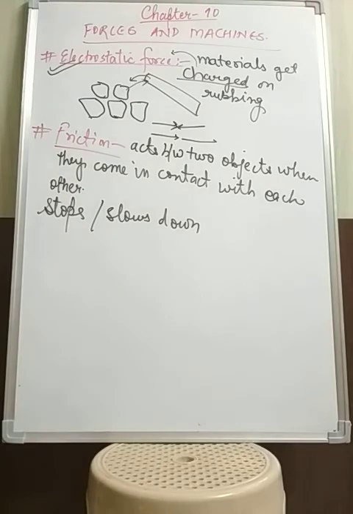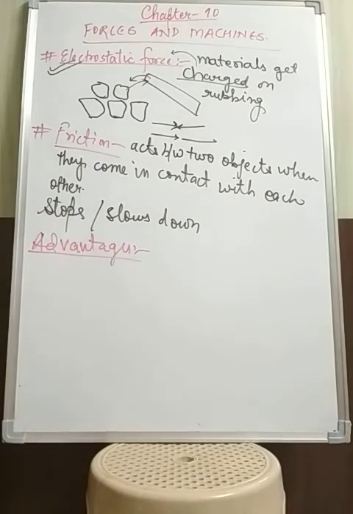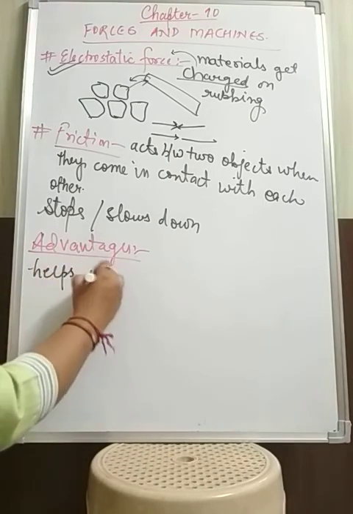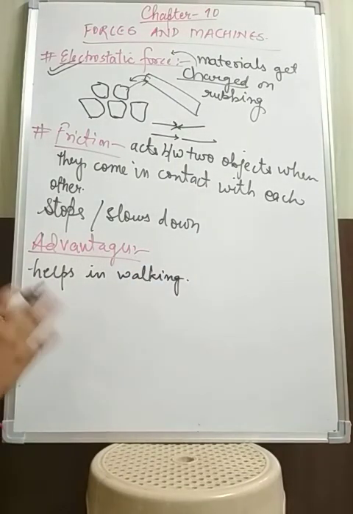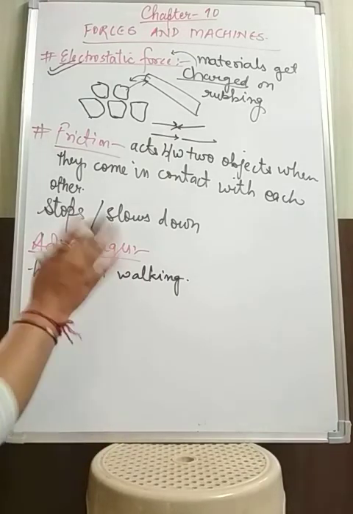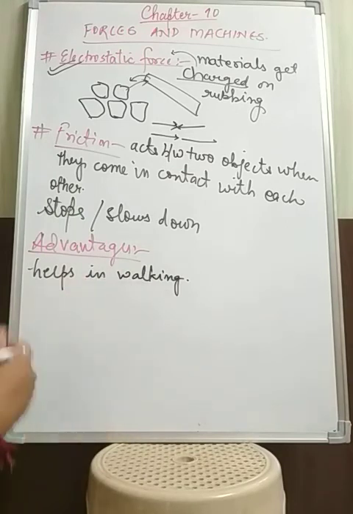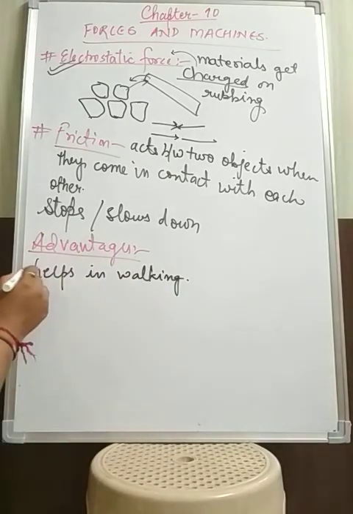Now the next topic under this is advantages of friction. How is this frictional force helpful to us? First of all, it helps us to walk. When we walk, this frictional force helps us. You know that we cannot walk on ice or on a very smooth floor, because on a smooth floor there is very little friction, whereas we can easily walk on the road or on a rough surface. So it helps in walking.